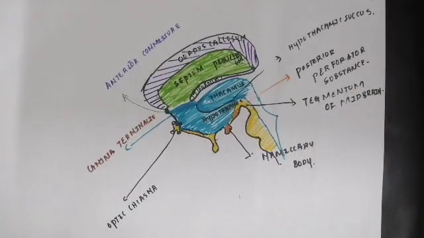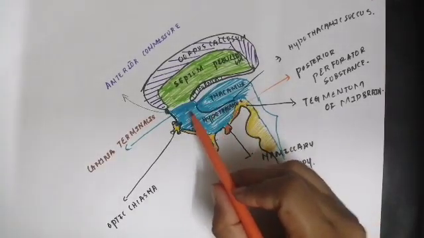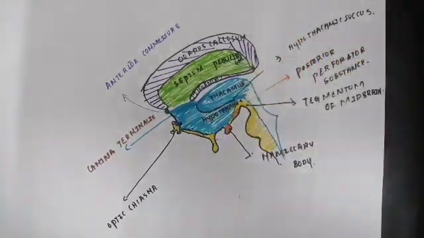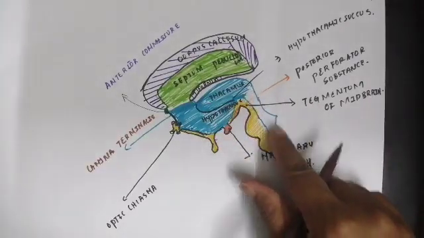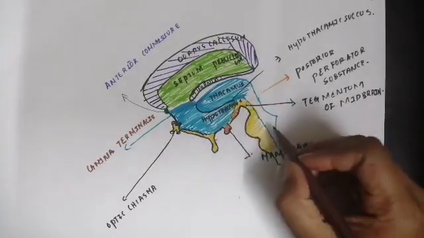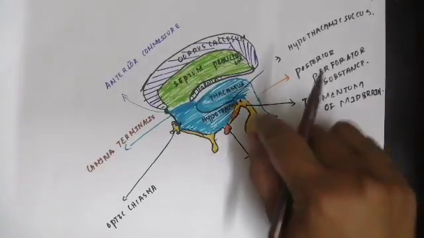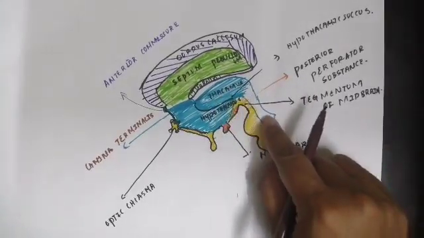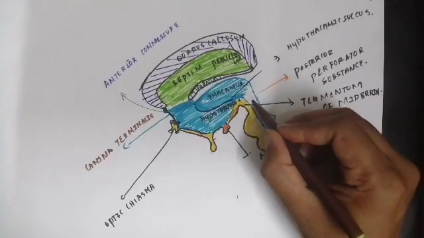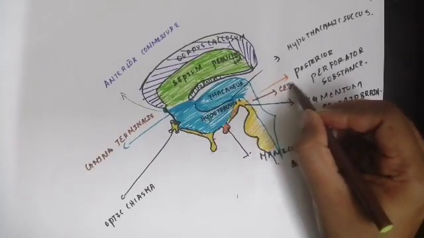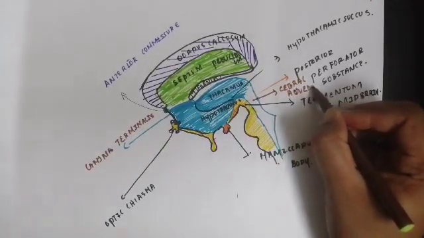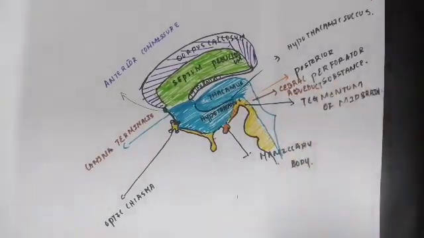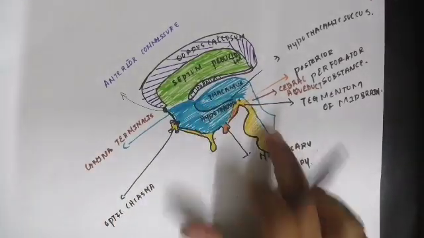Now you can see that the cavity of the third ventricle is continuous posterior inferiorly with the cavity of the fourth ventricle. So the third ventricle is communicating, here you can see the fourth ventricle, through this structure known as the cerebral aqueduct, or aqueduct of Sylvius. So this is the cerebral aqueduct through which the third ventricle is communicating with the fourth ventricle.